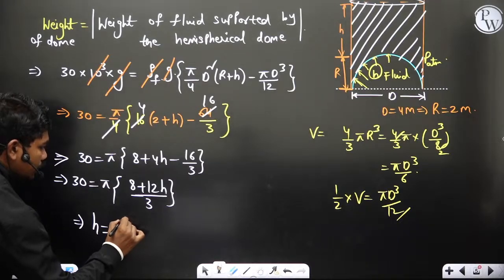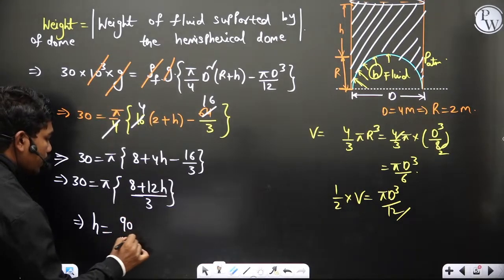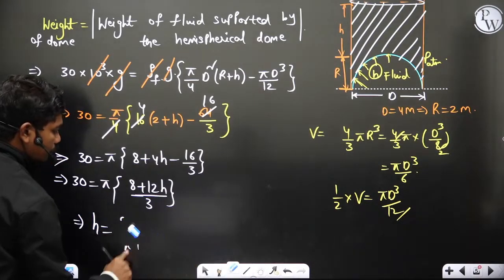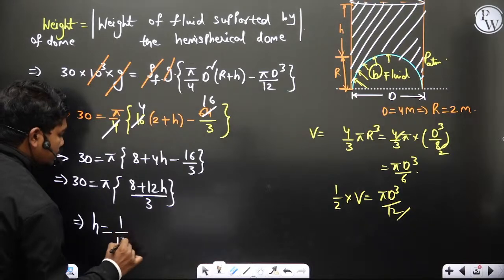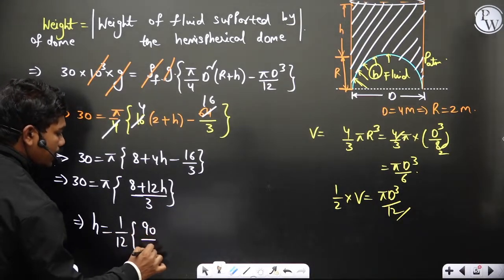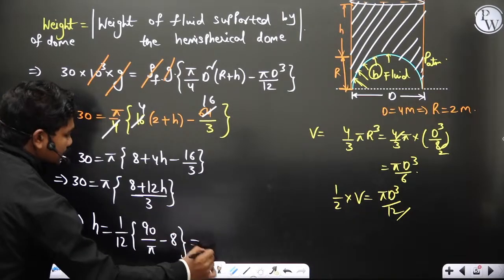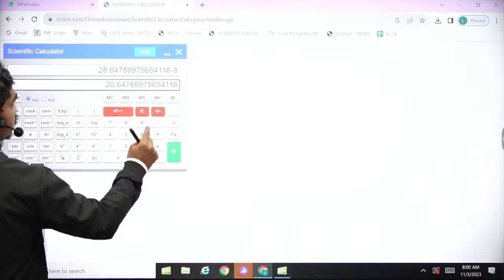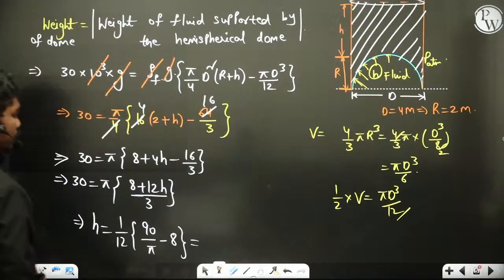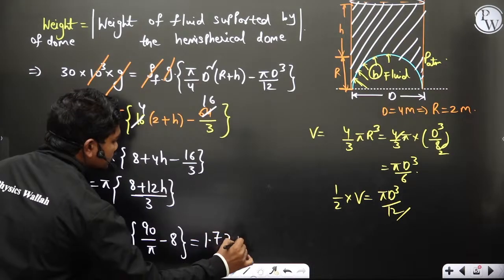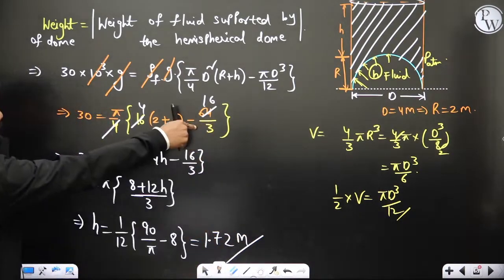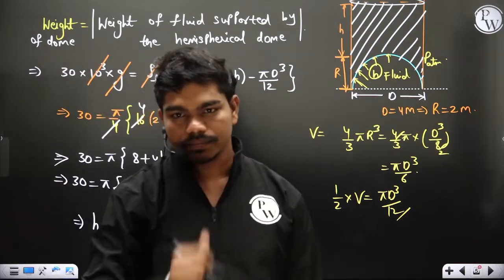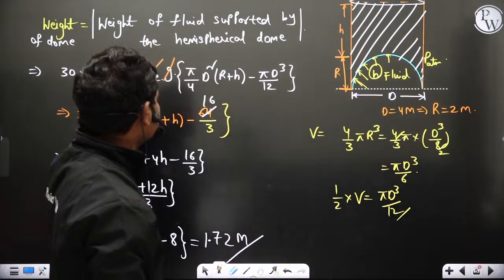So h is equal to 90 by pi times 1 by 12 times 90 by pi minus 8. Okay, so this is the correct expression. So 90 by pi minus 8, divided by 12. Okay, so 1.72 meters is the correct value, because this 3 we had taken one excess common. Yes, 1.72 meters is the correct answer. Basically when we are taking this 4 common, this is the 3.